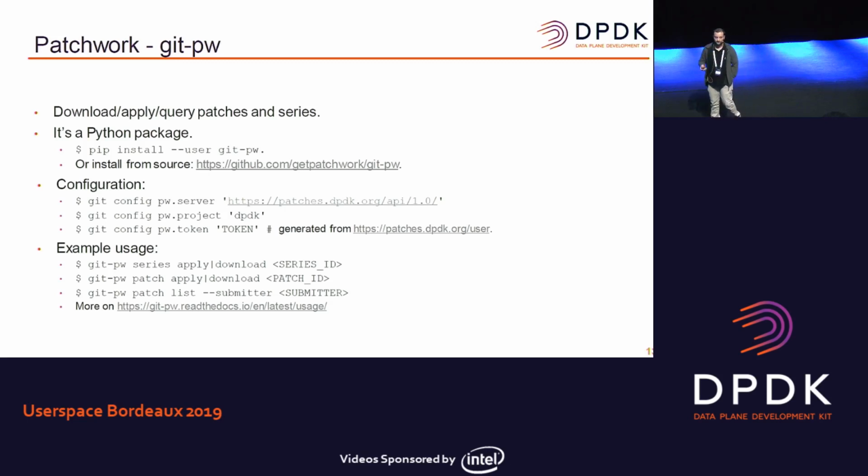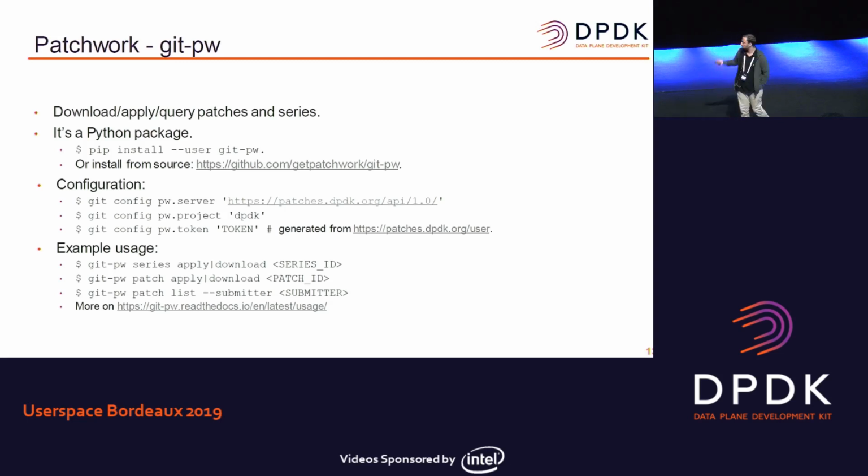GitPW reads your Git configurations, so it is configurable with the git config command. You need to set the server. Make sure to set the API version. Right now it's 1 or 1.1, but we will soon upgrade Patchwork, and we will start supporting version 2.0 after the upgrade. You need to set the project, and you need to set a token, which you generate from this URL. Of course, you need to be signed in.